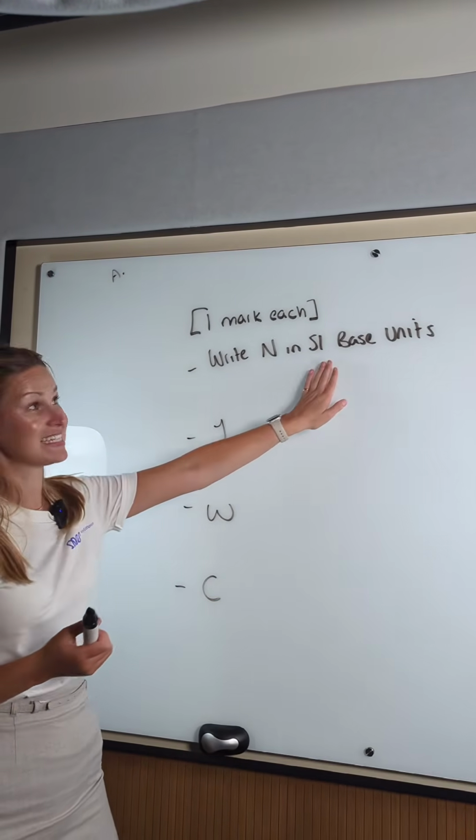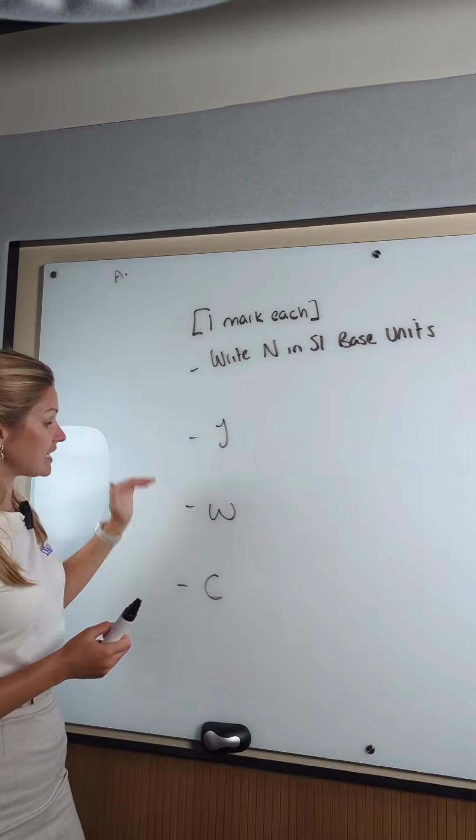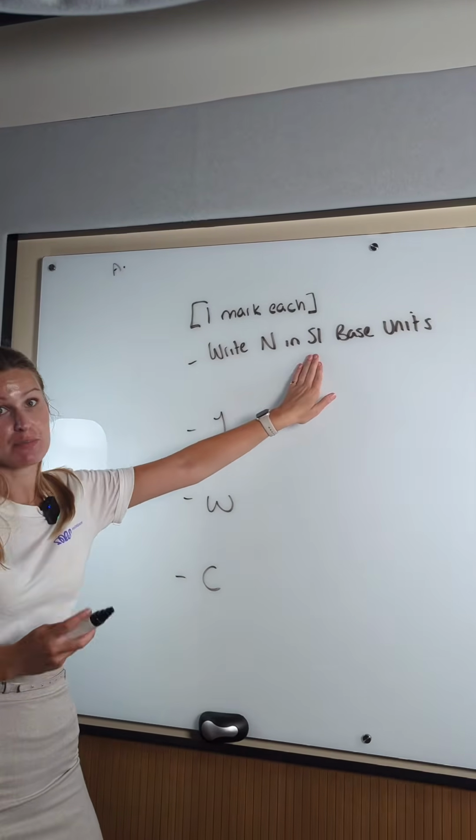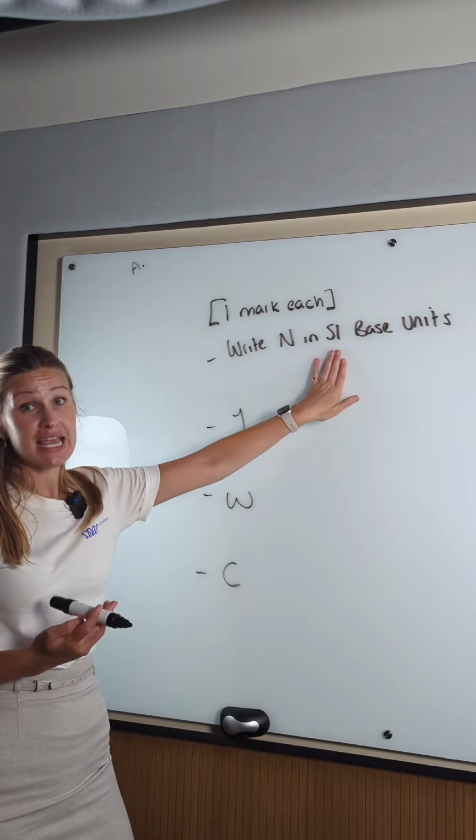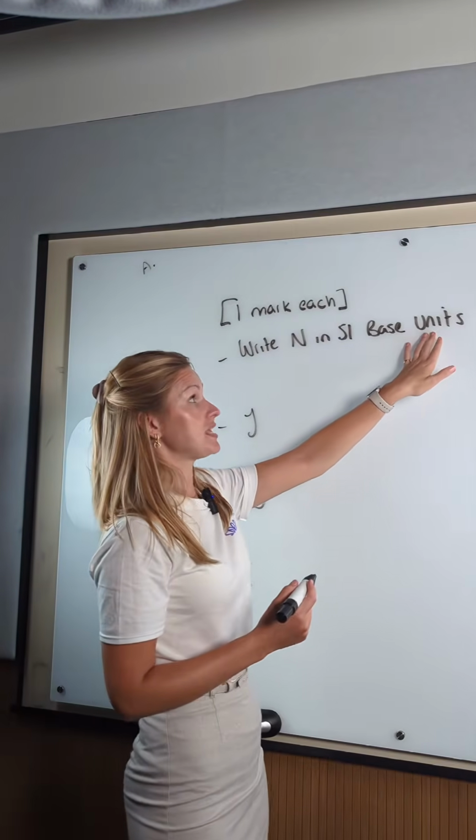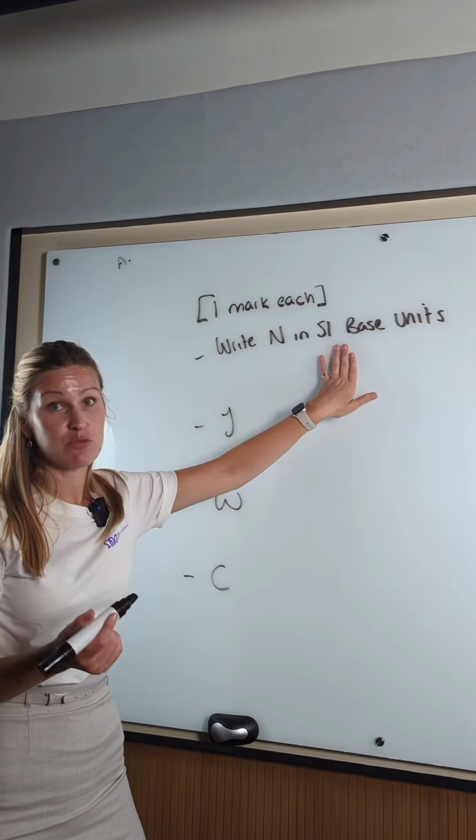So today we're going to look at SI base units and how to write units in terms of their SI base units. So there are 7 SI base units. SI base units are just an international system of units.